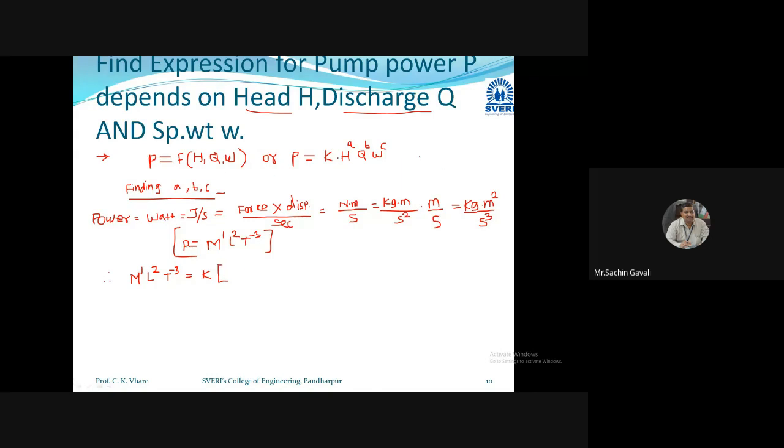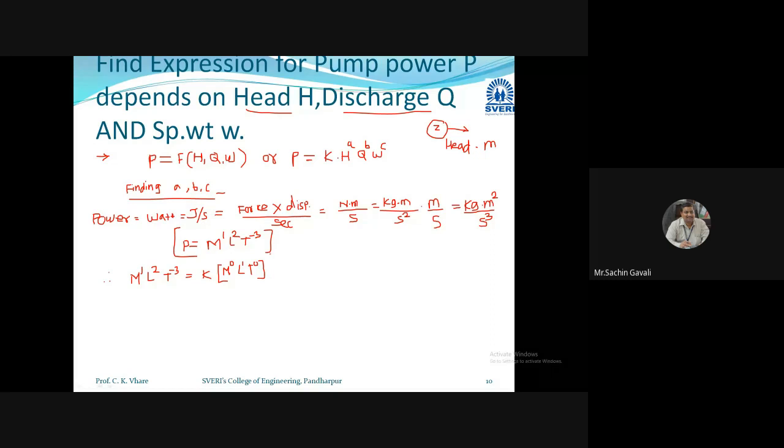Anybody? What is head? Potential head Z. So what is the unit always? Head means it is having unit, head means L1. L, meter. Height. L means height. It is equal to M raised to 0, L raised to 1 and T raised to also 0.